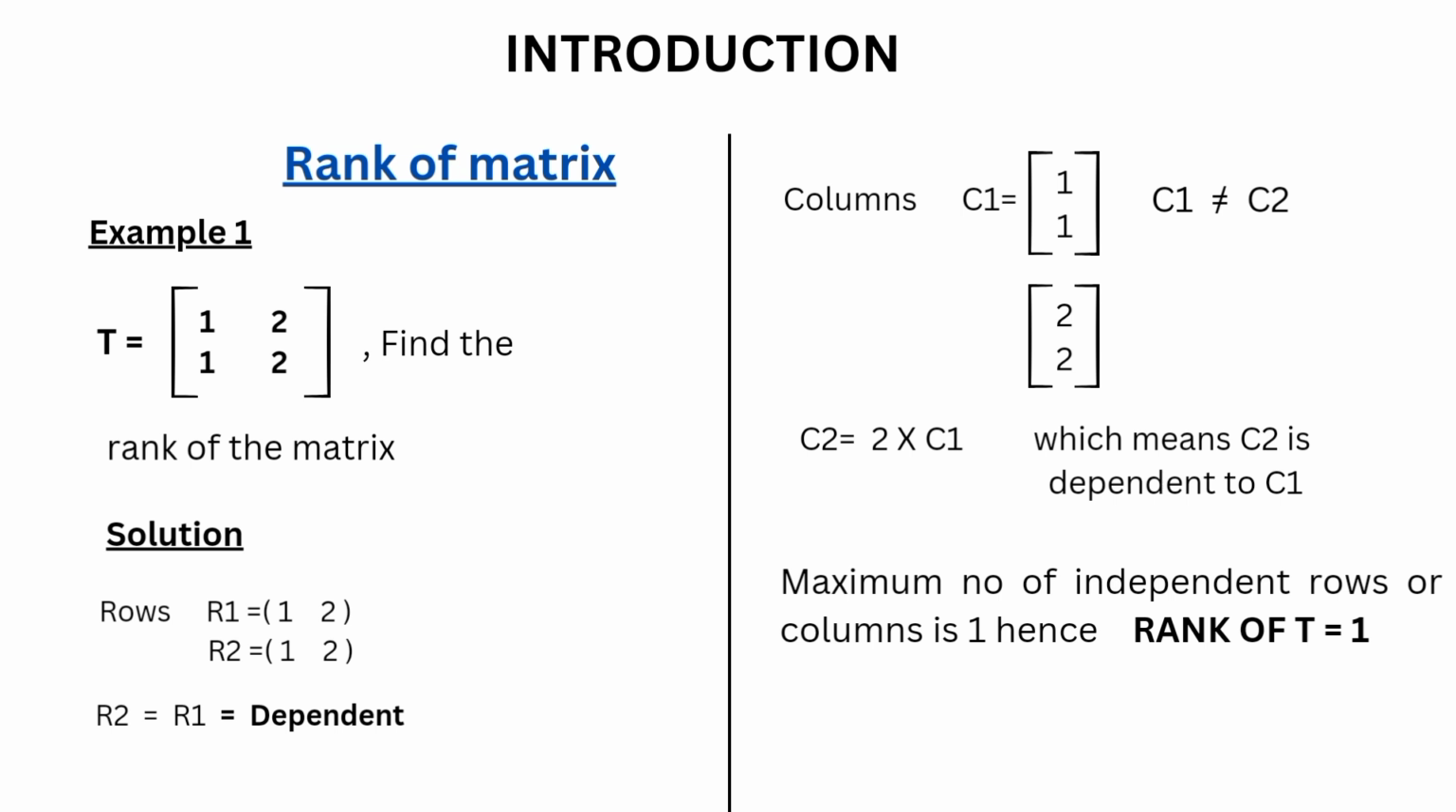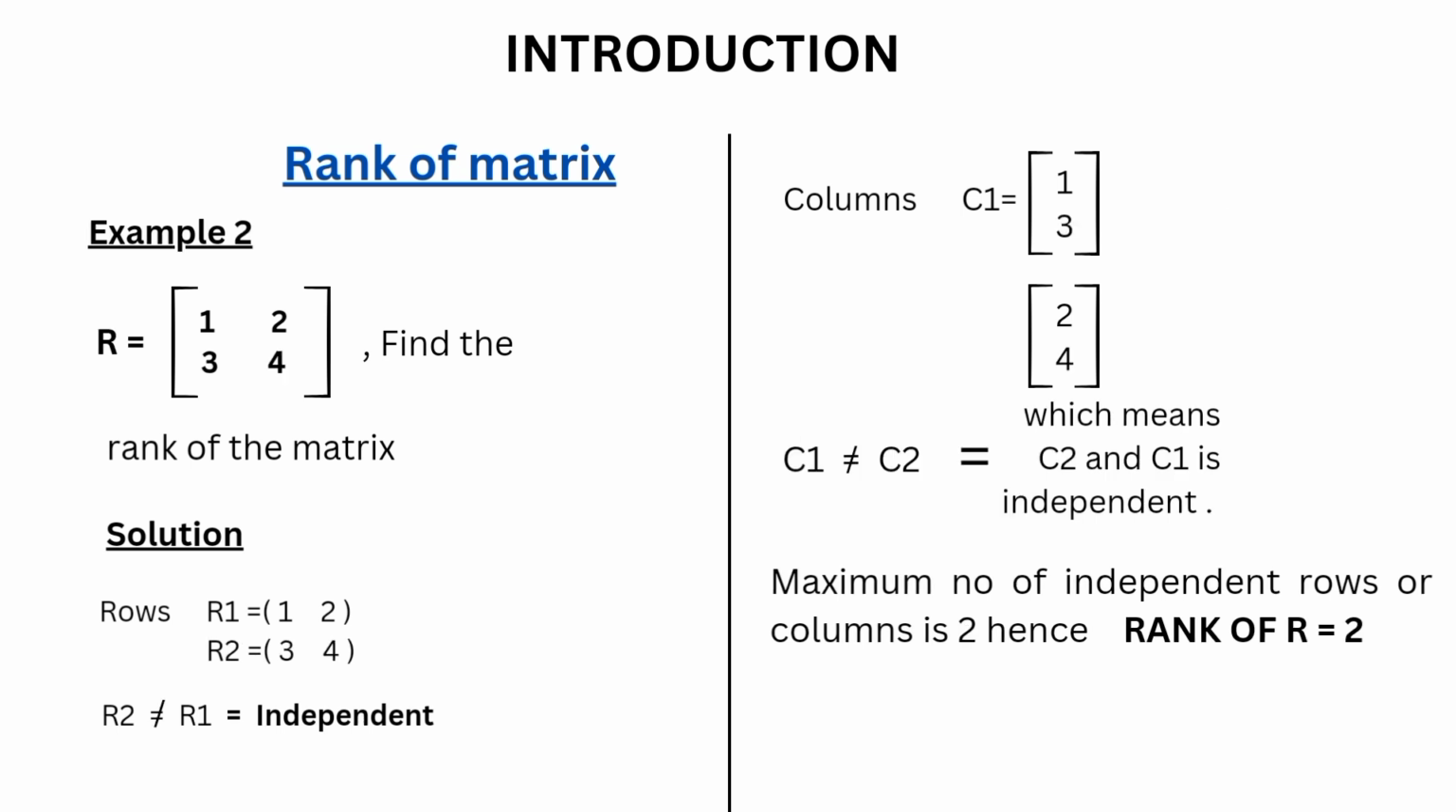So you can choose to use either rows or columns. In this case, column 1 is 1, 1, and column 2 is 2, 2. If you look closely again, the second column is just the double of the first column. This means the second column does not give new information, so we only have one independent column, which is column 1, which is 1, 1. So this proves either way you can use rows or columns to find the rank of matrix. So in this question, the rank of matrix is 1.